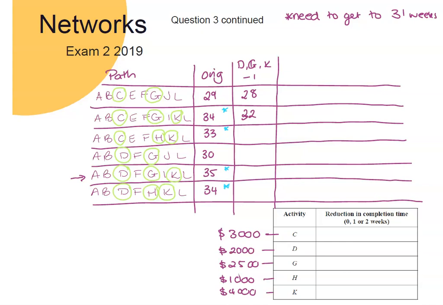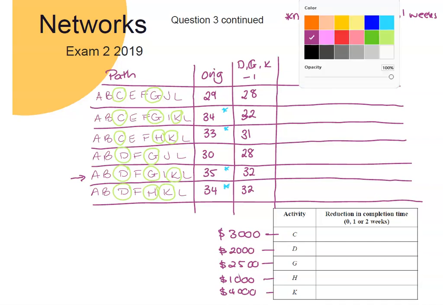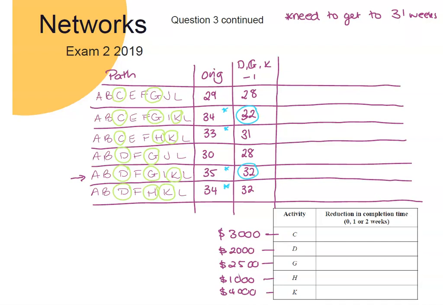The third path has a K, and so that will come down to 31. Fourth path has a D and a G, so it'll come back down by 2 to 28. Our critical path has 1 of each, will come down by 3 to 32. And finally, we have D and K, so come down by 2, again to 32. So at the moment, we now have 3 of those paths on 32.